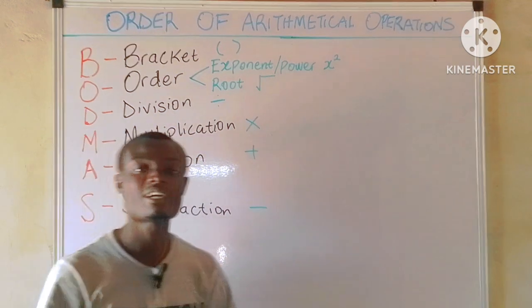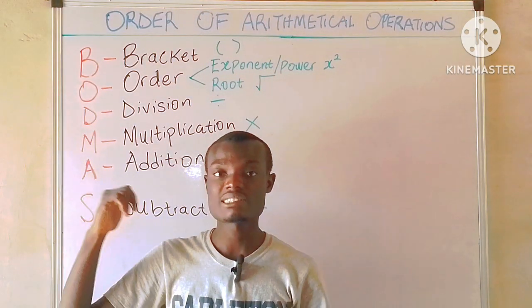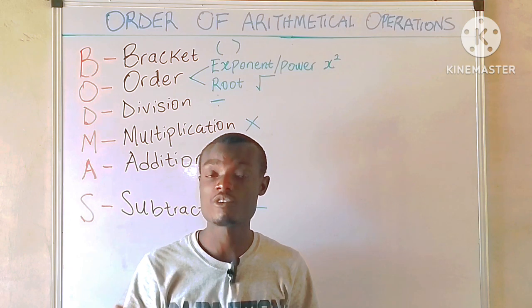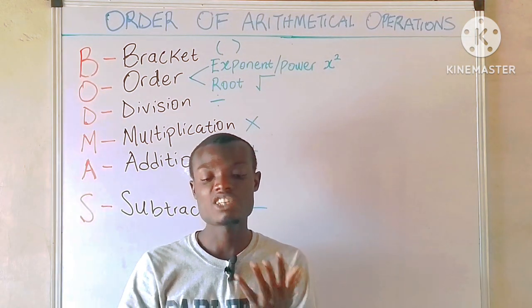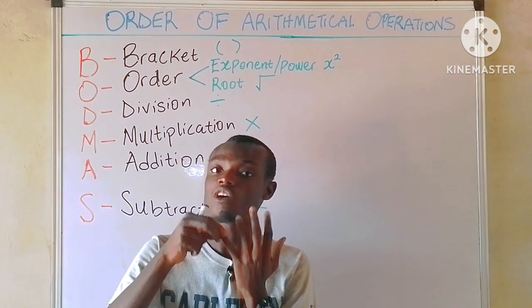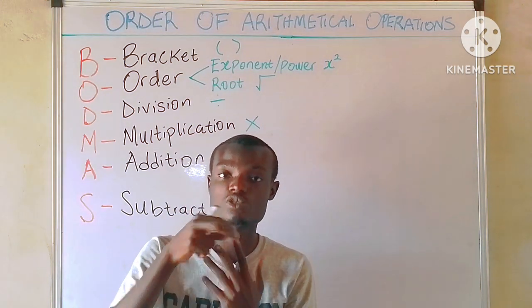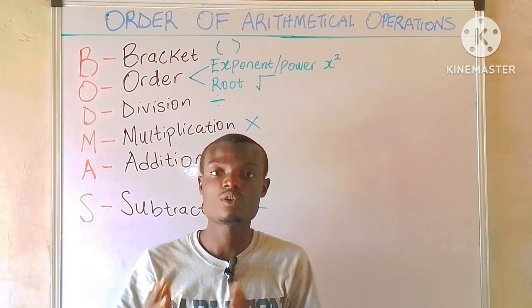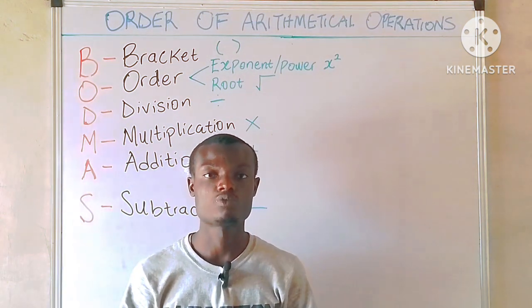Now mind you, you might not have these 6 or 7 arithmetical signs in a question. You could probably have 4 or 3 of them, but it must follow this order. Let's assume I have a bracket, I have addition, and I have subtraction. I will solve what I have in the bracket first, then I will solve the addition, then I will lastly solve the subtraction. So this is the order you must take when solving a particular arithmetical operation.